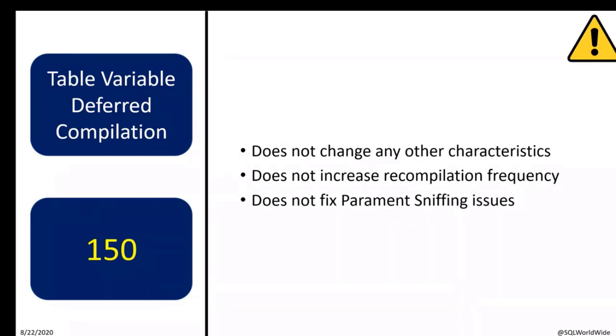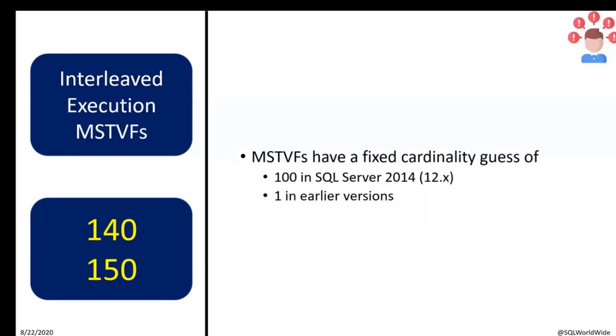That doesn't change the other characteristics. Like I said, it's still not going to have column statistics, and this does not solve your parameter sniffing problem, because the first time your query gets compiled, it saves that plan in the cache. So next time you come and insert a different number of rows into the table variable, it only does this for the first time.